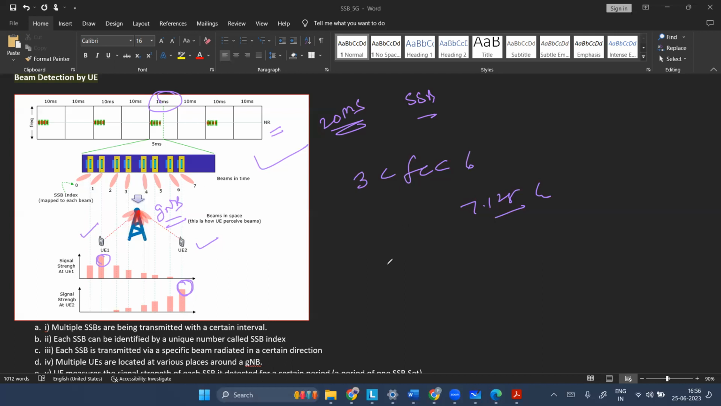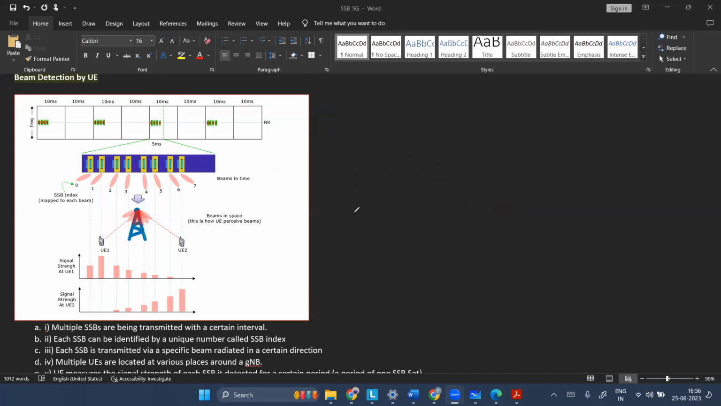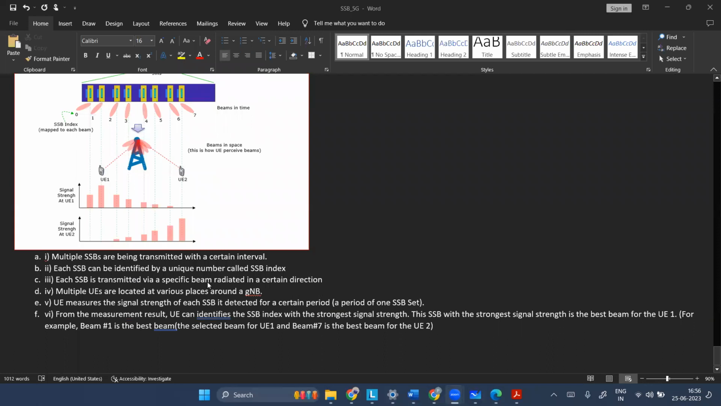So here are a few pointers. Multiple SSBs are transmitted at a certain interval, right? Each SSB can be identified by a unique number called the SSB index. Like if 8 SSBs are there, you can say SSB 0 to SSB 7. Each SSB is transmitted via a specific beam radiated in a certain direction, right? Discussing the third point, multiple UEs are located at various places around the gNB. These are two UE examples.